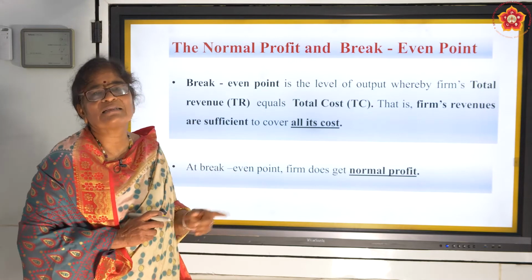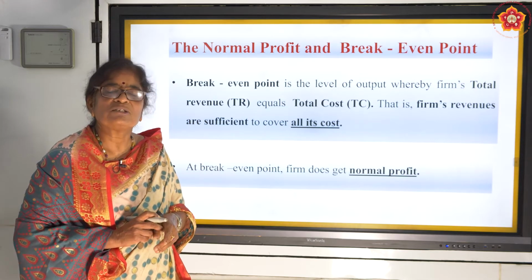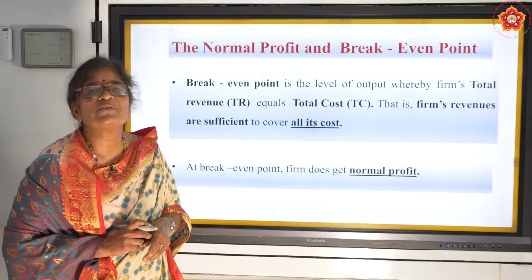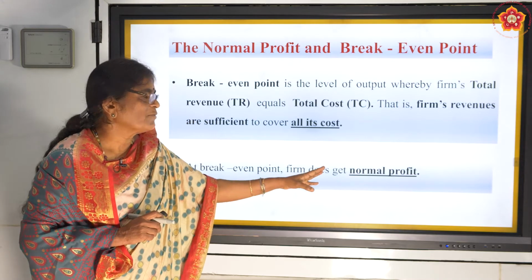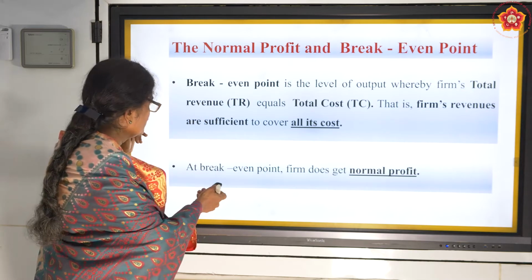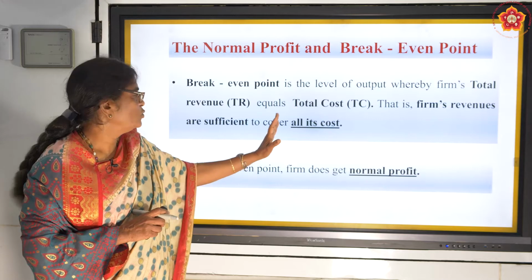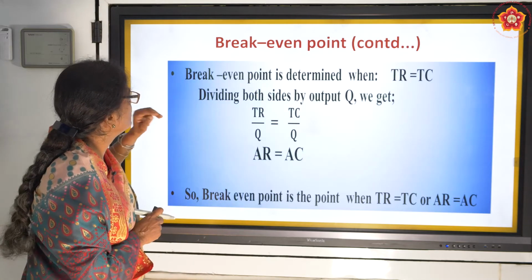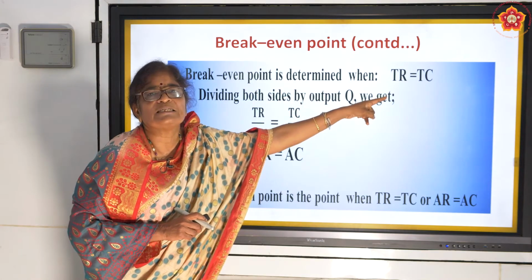At the break-even point, the other concept is here. When a firm earns total revenue equal to total cost, we refer to that as normal profit also. Normal profit means zero profit, but I will explain later. Normal profit means the situation of a firm where TR is equal to TC, that is, the firm's revenues are sufficient to cover all its costs. You know, all its costs means both the total fixed cost and variable cost. Here, the break-even point is determined when TR is equal to TC.